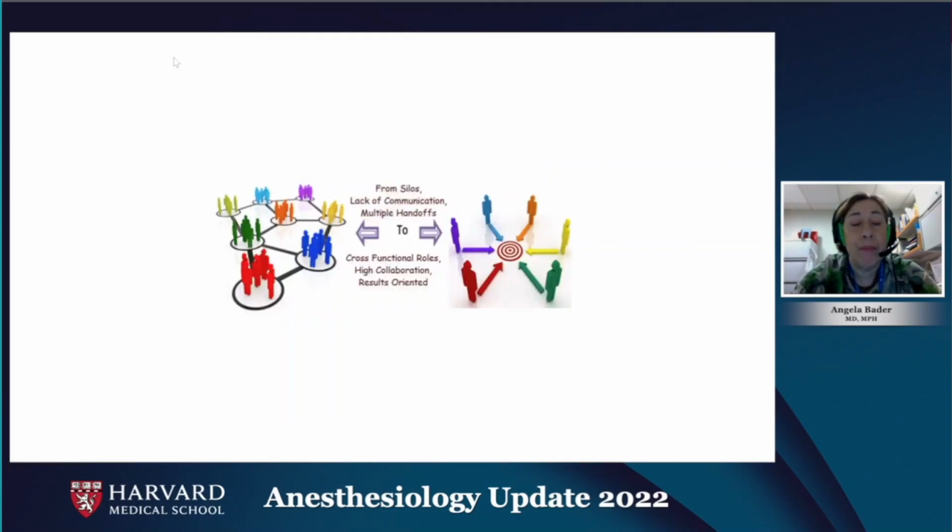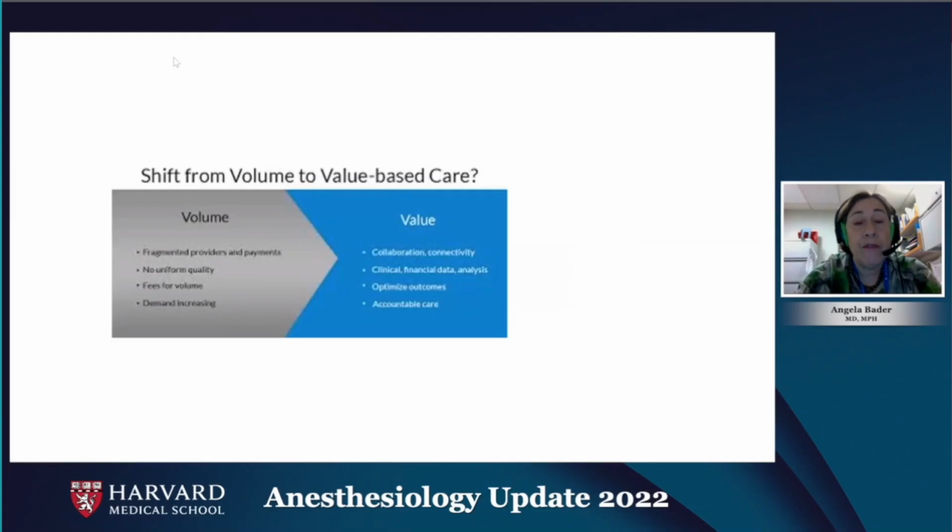Instead of silos, for example, the silo of the pre-op clinic, the silo of the surgeon's office, the silo of the postoperative recovery unit, we need to think about high collaboration and results-oriented care in which all of the care is focused on the patient and we develop an episodic care plan. So in this shift from volume to value-based care, we go from fragmented providers and payments to collaboration and connectivity, from no uniform quality to an analysis which tries to standardize to the best practice models. Instead of fees for volume, we try to optimize outcomes and provide value.